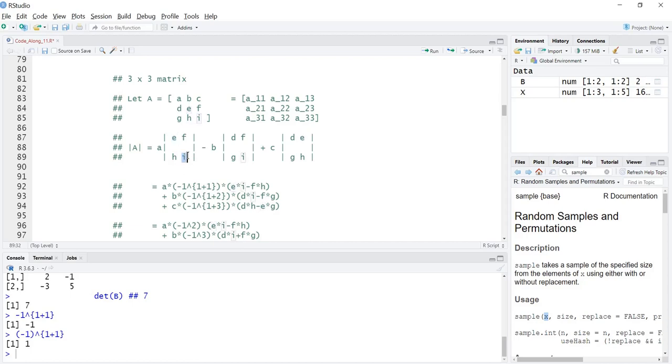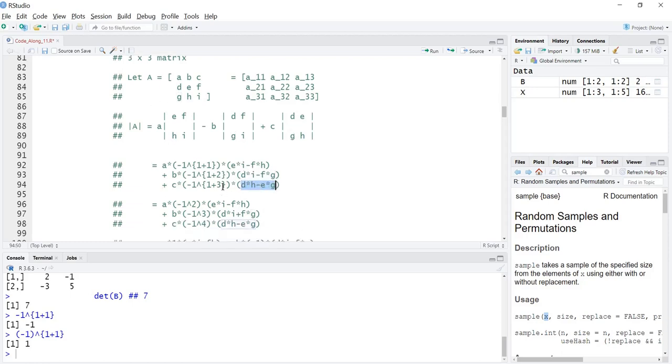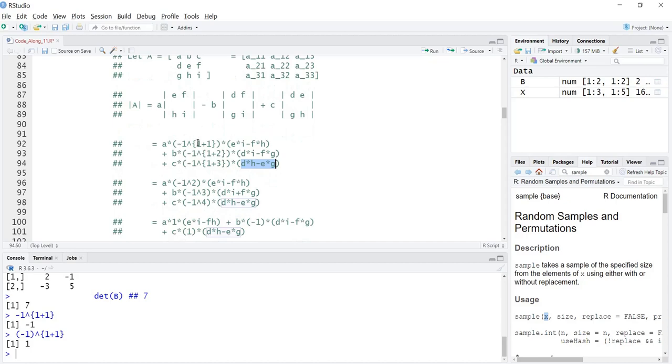So it's E times I minus F times H. And for the second one, it's D times I minus F times G. And then it's D times H minus E times G. And that's what I have here. Okay? And then I've added these two together, and I got the 2 here. And I added the 1 plus 2, and I've got the 3 here. And I've added the 1 plus 3, and I've got the 4 here. And then I left these the same.